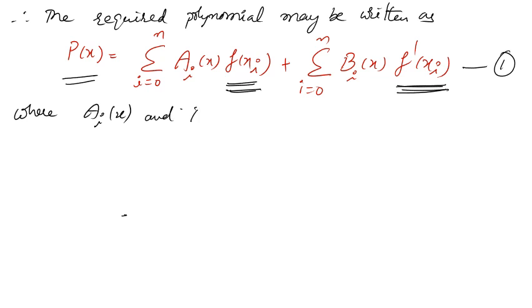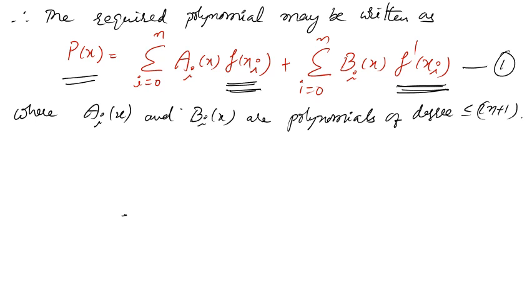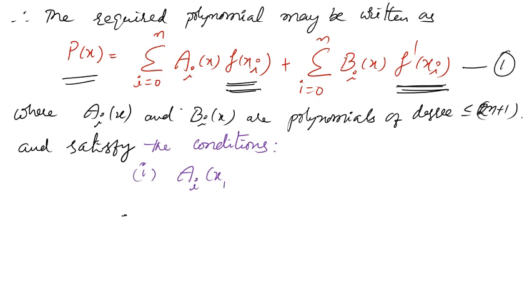Where ai of x and bi of x are polynomials of degree less than or equal to 2n plus 1, and satisfy the interpolatory conditions. This is important. What are the conditions? First one, ai of xj is equal to 0 for i not equal to j and 1 for i equal to j. Means ai of xi equal to 1, otherwise it is 0.